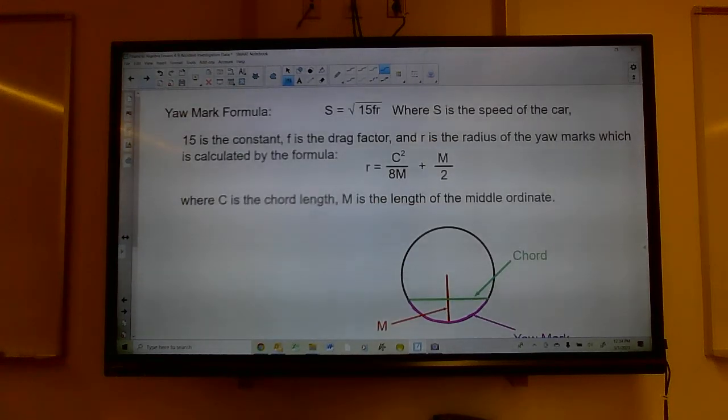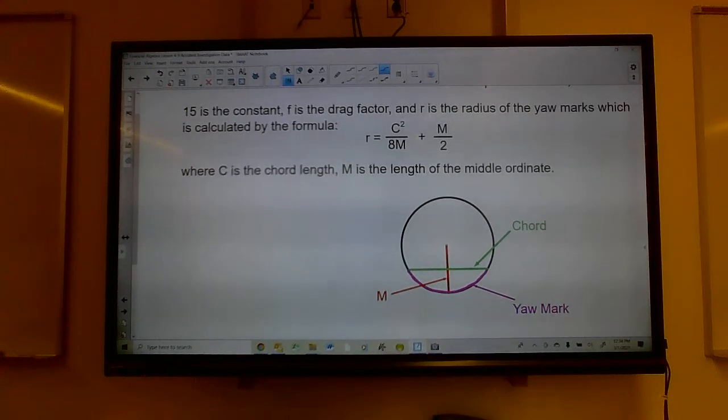Okay, the yaw mark formula. So S is the square root of 15 times F times R, where S is the speed of the car. 15 is the constant, so it's always 15. F is the drag factor, R is the radius of the yaw marks, which is calculated by the following formula. R equals C squared divided by 8M plus M over 2. M is the radius and C is the length of a chord.